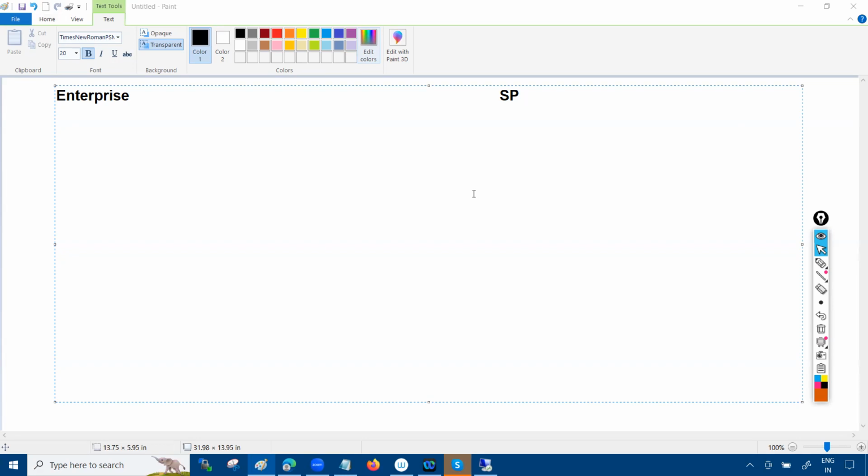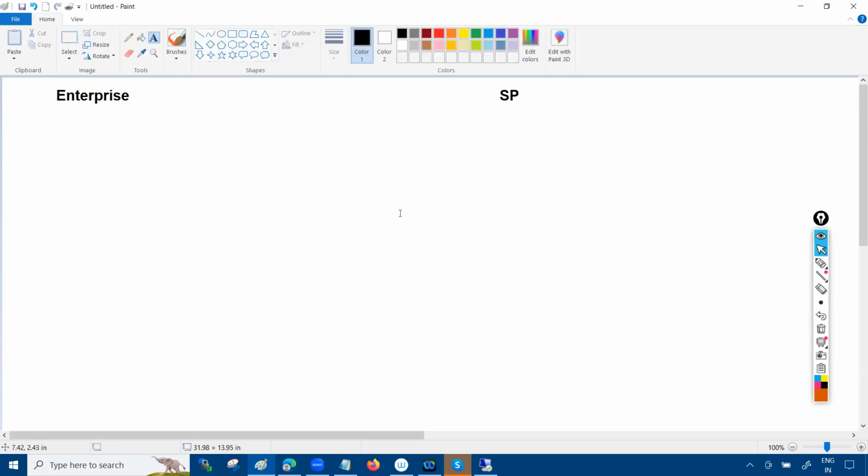The name itself is saying it: service provider means I'm going to provide the services. And enterprise means what? In the enterprise network, we are going to provide the services to the customer network. So let me quickly differentiate these two things, because this is a very important part.